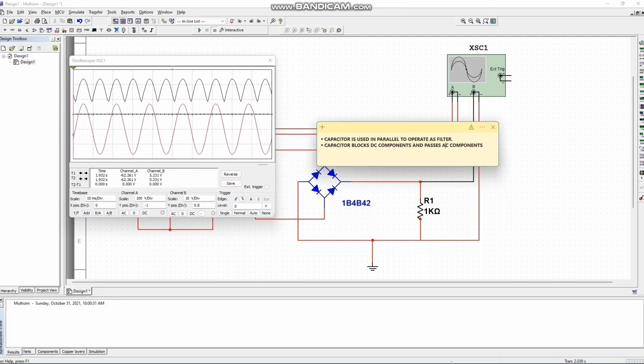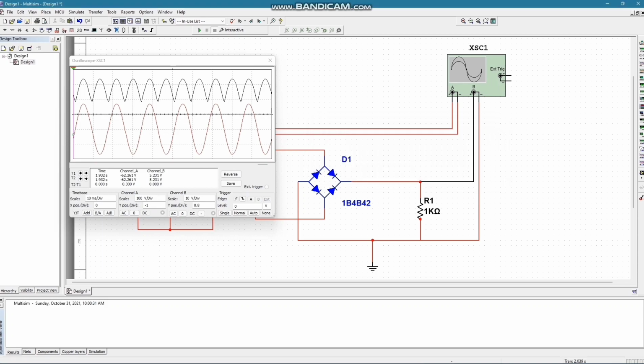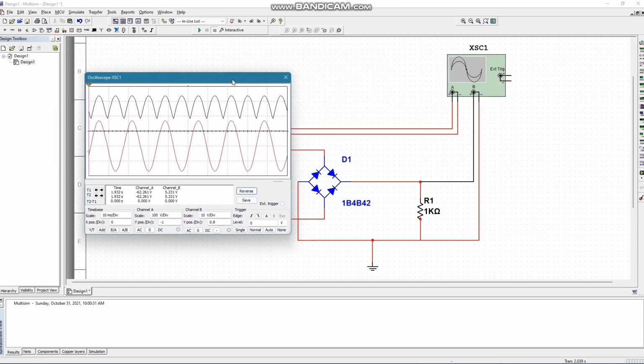A filter may be either a capacitor or an inductor. A capacitor is used in parallel to operate as a filter, as the capacitor blocks DC components and passes the AC components. An inductor is used in series to operate as a filter, as the inductor blocks the AC components and passes the DC components. Here I'm going to show you the working of a filter, as in the capacitor.